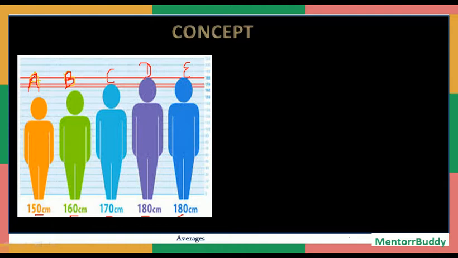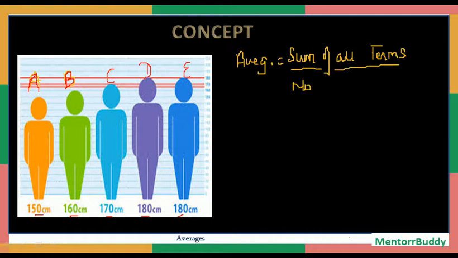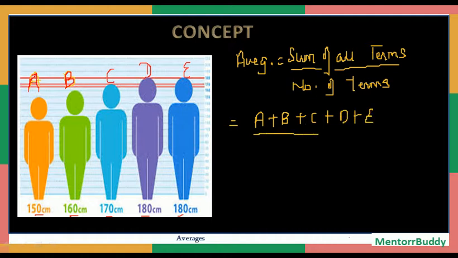So basically average is the sum of all the terms. The basic definition is summation of all the terms upon number of terms. So in this case, if I need to figure out the average age of the group of 5 people, that is A, B, C, D and E, so average age will be A's age plus B's age plus C's age plus D's age plus E's age and dividing the same by 5.